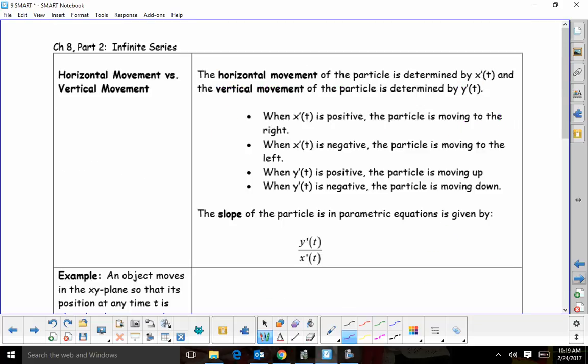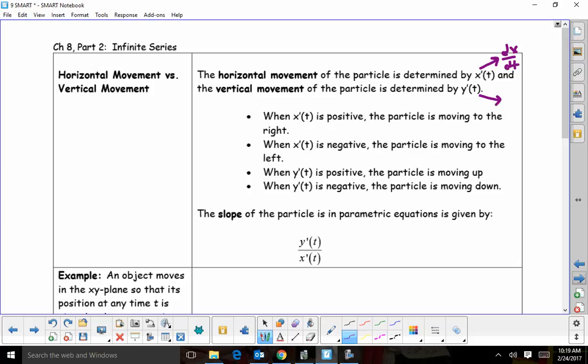So, movement. What causes the horizontal movement is x, and you're looking for the movement, so it's going to be the change of x with respect to time. So that's your x prime, or your dx/dt, okay? That causes you to go left and right. To go to the right, dx/dt would be positive. To go to the left, dx/dt would be negative.